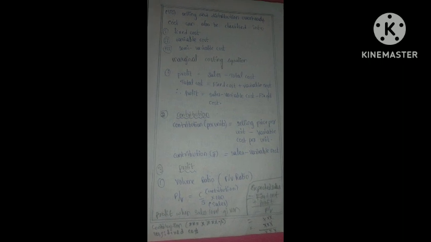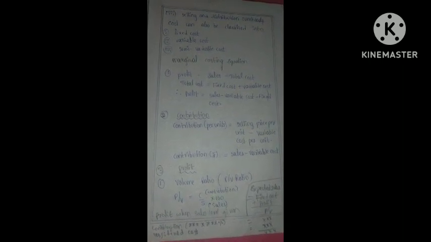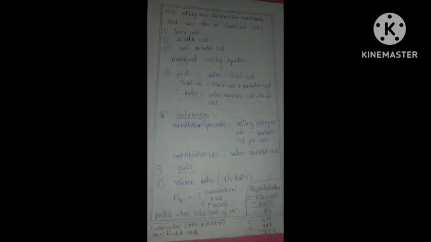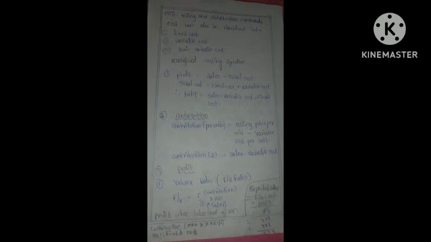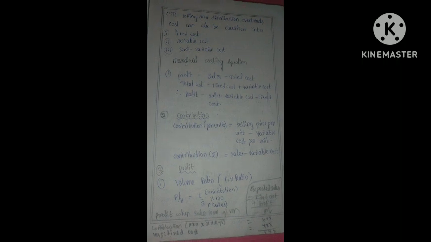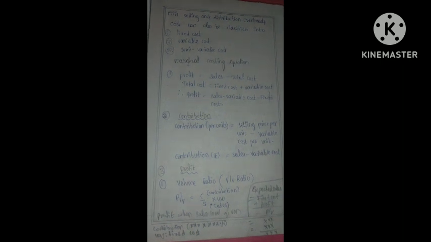Contribution is also known as the P by V ratio, also called the profit volume ratio, PV ratio. P by V ratio is equal to contribution by sales into 100. Sales required to earn a profit. The formula is: expected sales is equal to fixed cost plus desired profit by PV ratio.